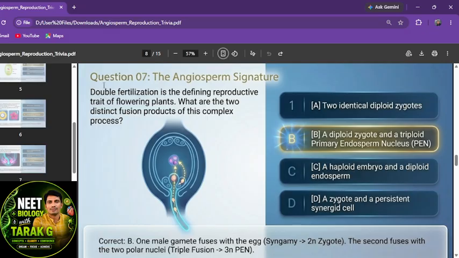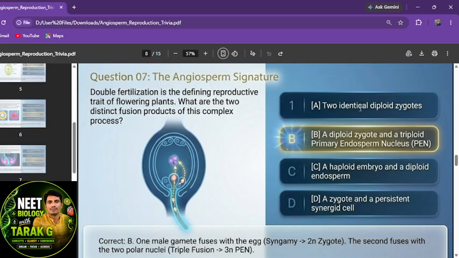Double fertilization is the defining reproductive trait of the flowering plants. What are the two distinct fusion products of this complex process? Okay, double fertilization, here are the two distinct fusion products. In the angiosperms, we can see double fertilization. Then, what are the two distinct fusion products?